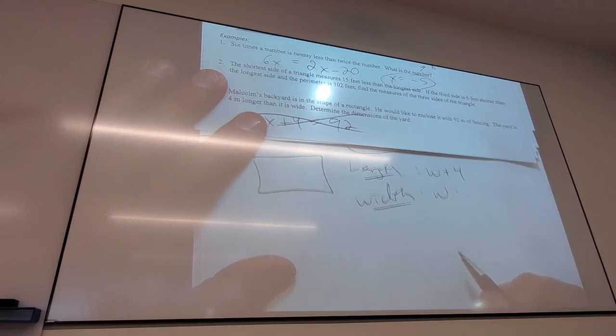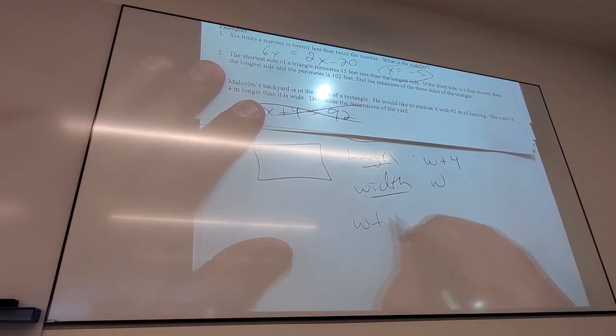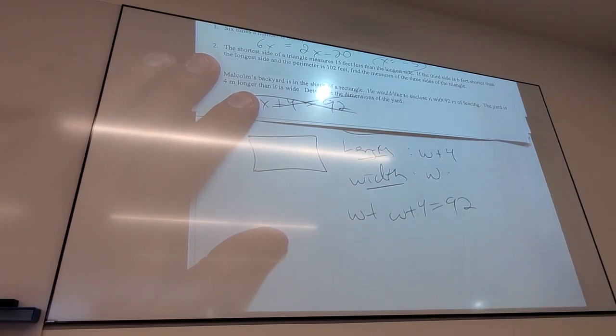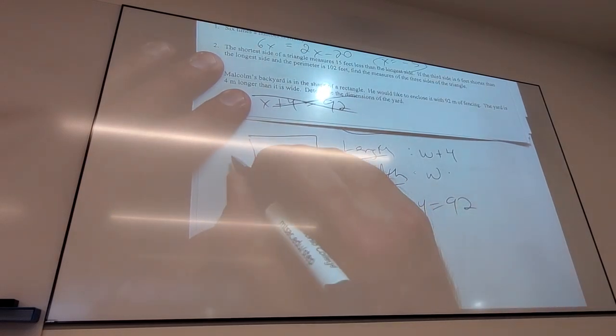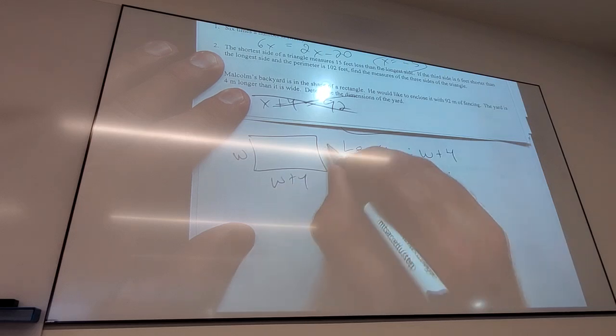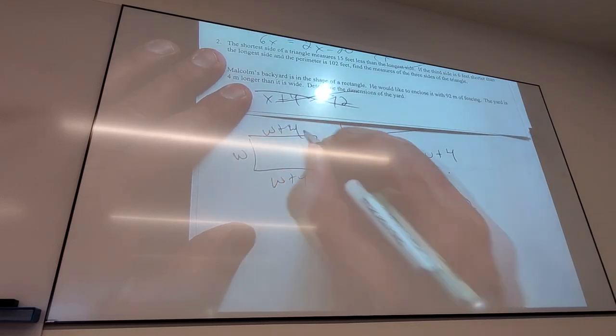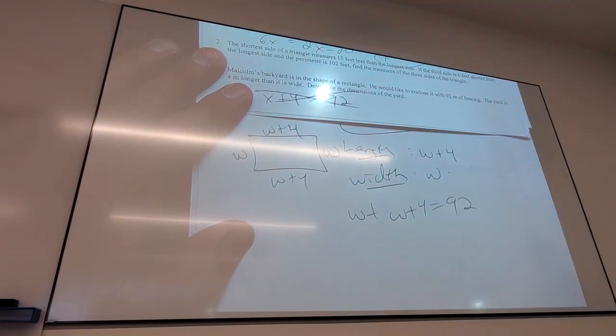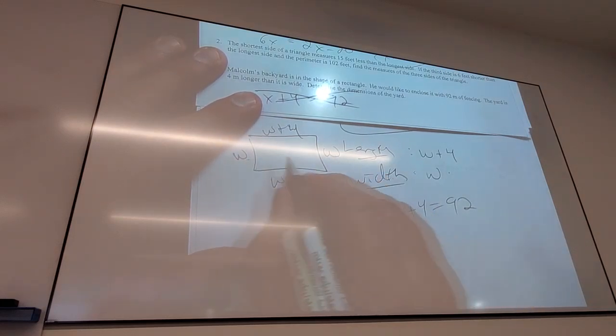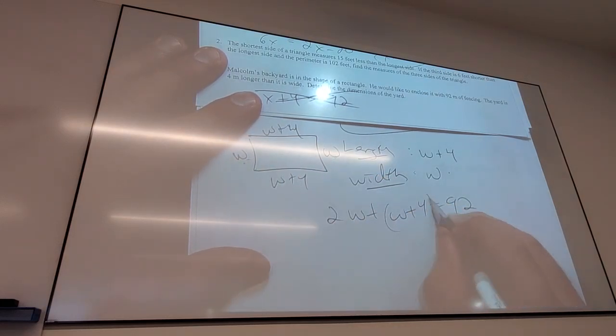And now here's the next mistake. I'm going to make a mistake. What's wrong with that? Yeah, so if you label your picture, you won't make that kind of mistake because perimeter, I've got to go all the way around. So what am I missing? How many W's do I have here? 2. And how many W plus 4s do I have? 2.